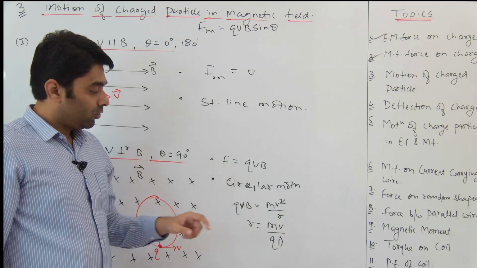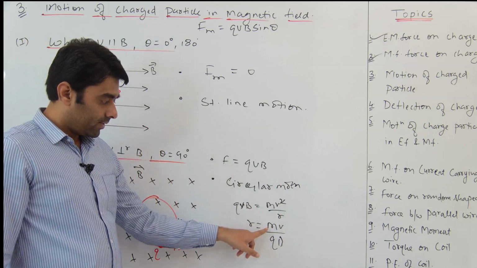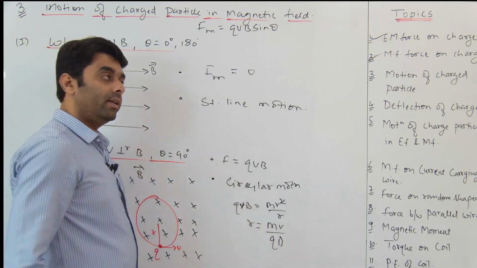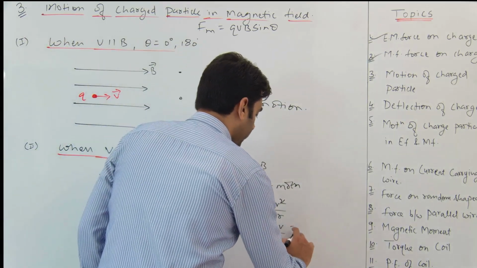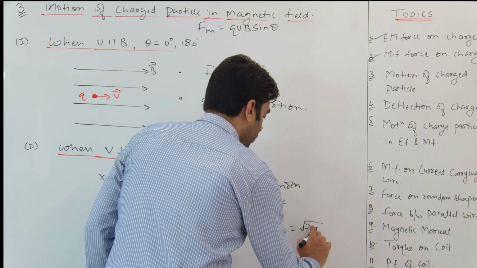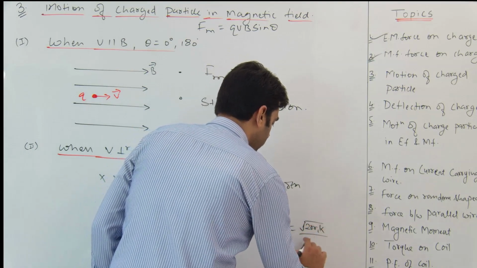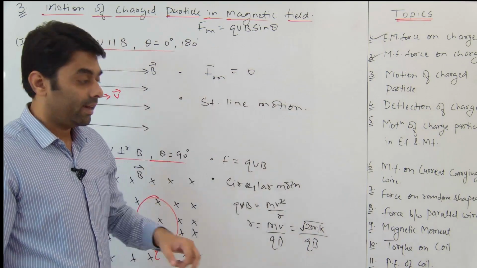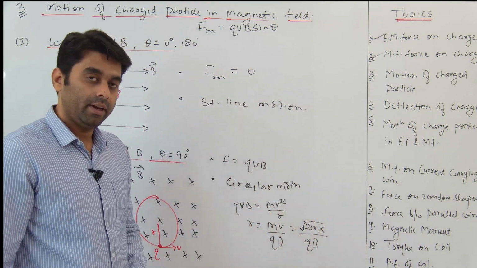In this mv by qB, as we know, m into v is your momentum. Momentum can also be written in terms of kinetic energy. What can I write? It is root over 2mK by qB. So the radius mv by qB, we can keep the result in terms of kinetic energy. K is kinetic energy, right?